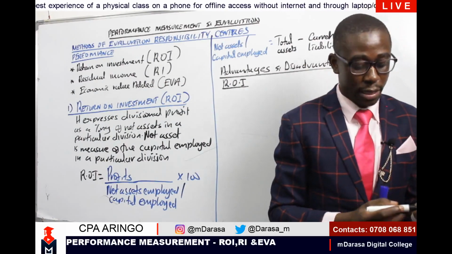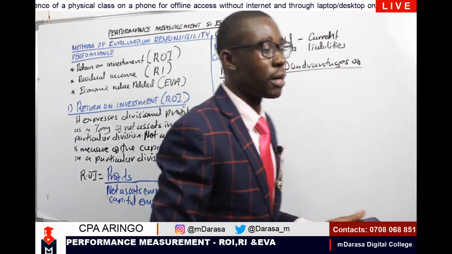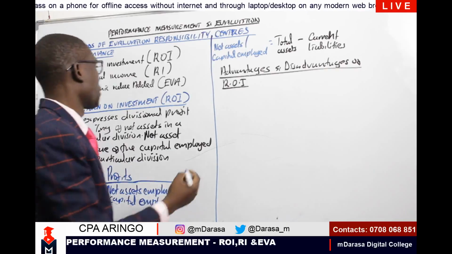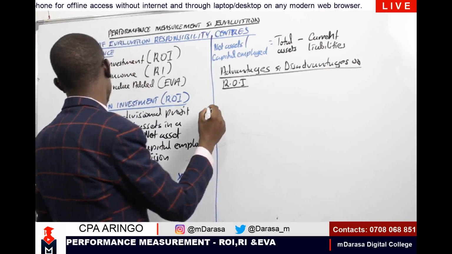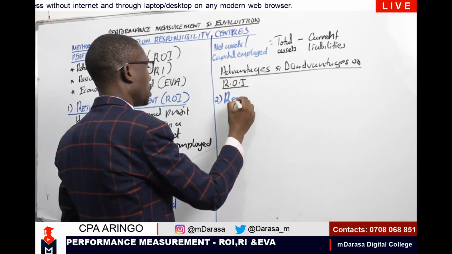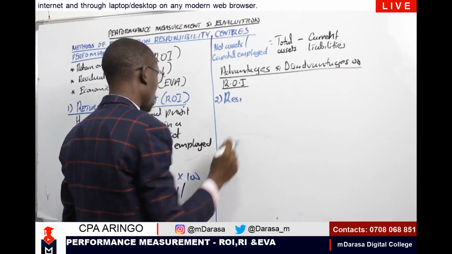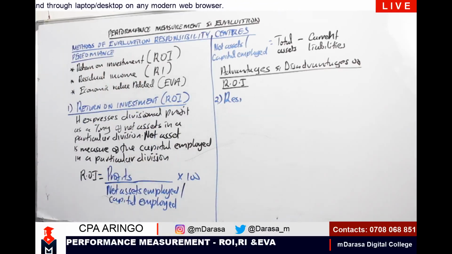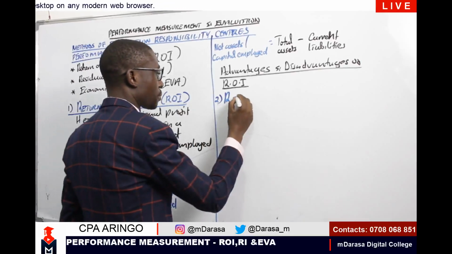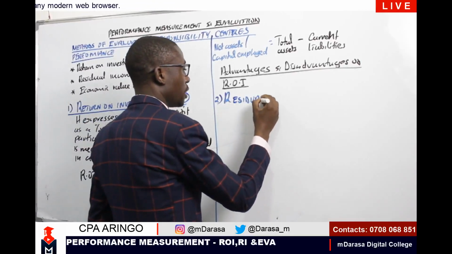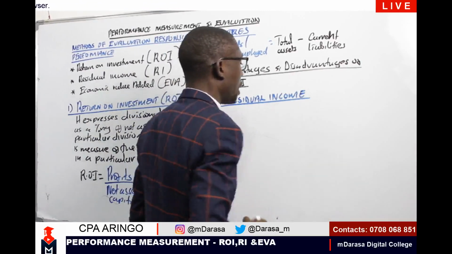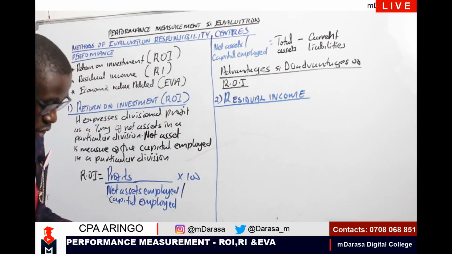After we've talked of that, let us now talk of the number 2 element here. So, number 1 was return on investment. Number 2, I want us to talk about residual income, our number 2.